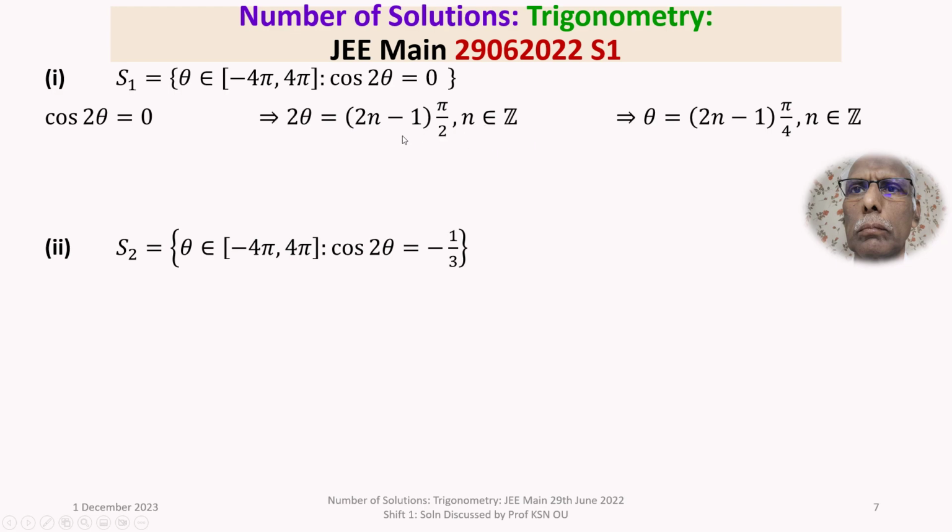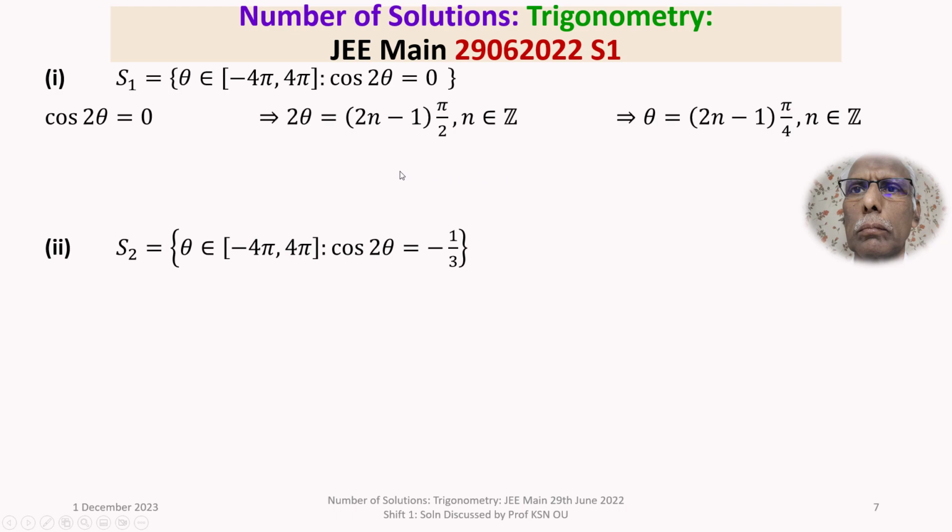This is the general value, and theta will be equal to (2n minus 1) pi by 4, n belongs to Z. If you take n is equal to 1, you get pi by 4. N is equal to 2, 3 pi by 4. Like that, n is equal to 8, you will get 15 pi by 4. And cos theta is the same as cos of minus theta.